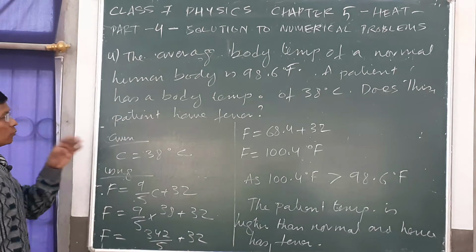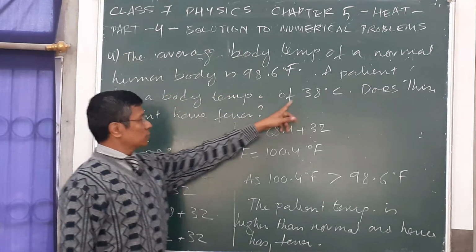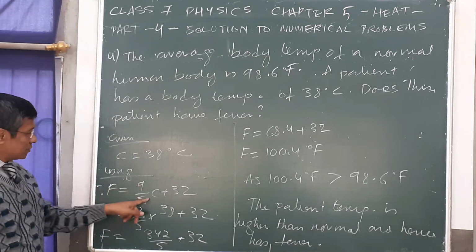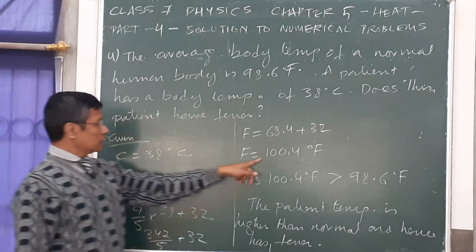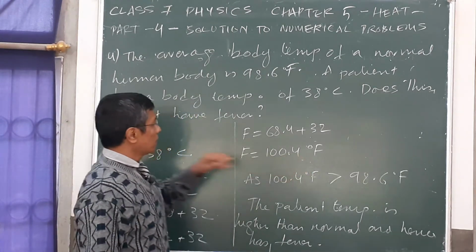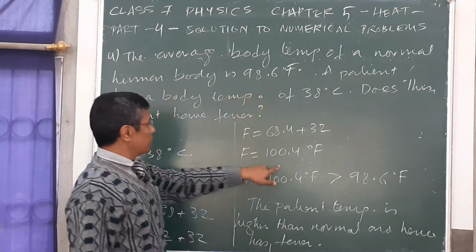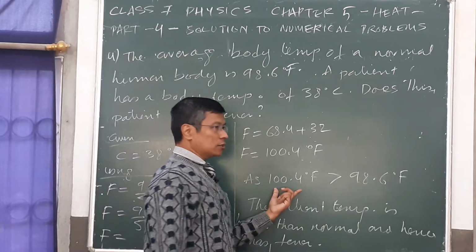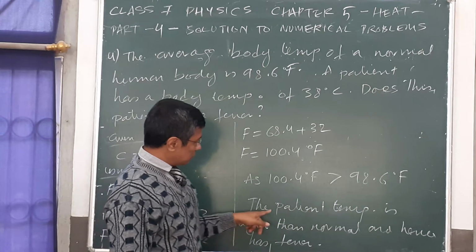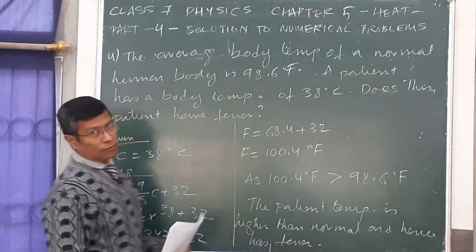So, essentially what we did was, the temperature of the patient was 38 degrees centigrade, which we wrote here. We used the formula F is equal to 9 by 5 C plus 32 and converted the temperature into the Fahrenheit scale, which we got as 100.4 degrees Fahrenheit. Now, we were told that the normal body temperature is 98.6. So, we compared and found that the temperature of the patient is higher than the normal body temperature. So, since the patient's temperature is higher than the normal temperature, the patient has got fever in this case.